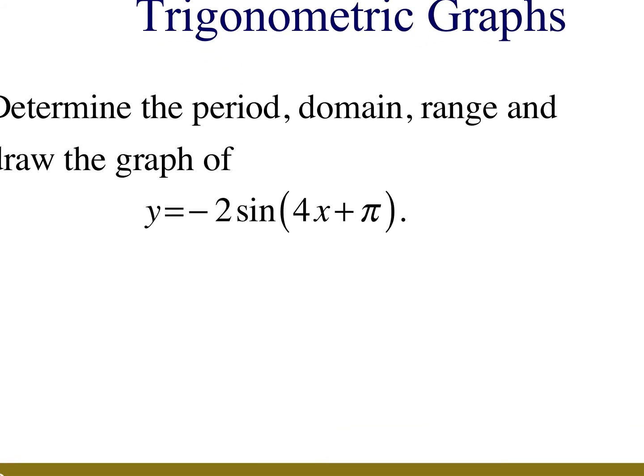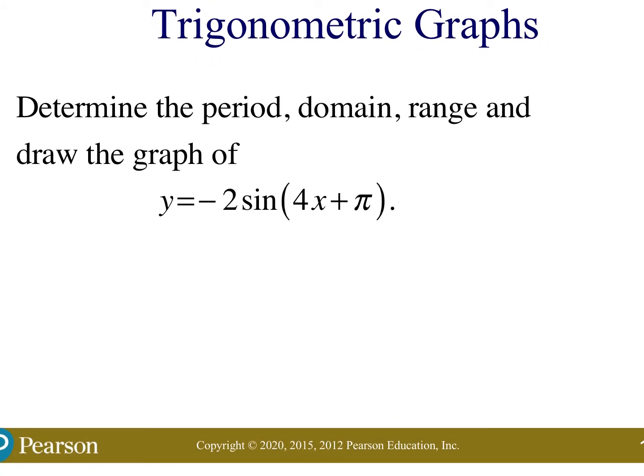All right, so let's practice this a second. Determine the period, domain and range, and draw the graph. So we want to kind of diagnose this as we go. All right, so period. The period of this function is the 2 pi circumference divided by what number here? 4. Okay, the 4 is that coefficient there, so my period is pi over 2.